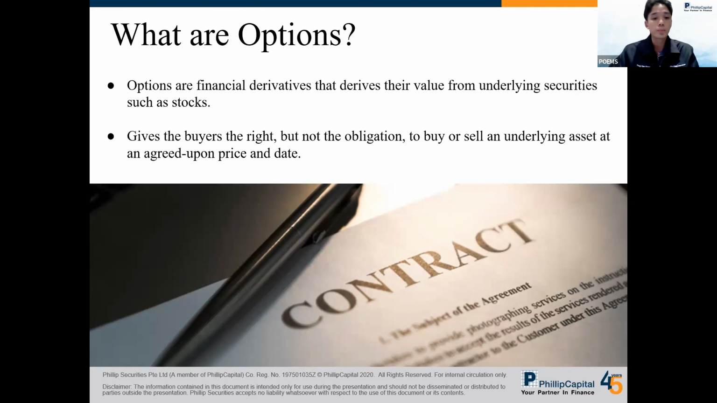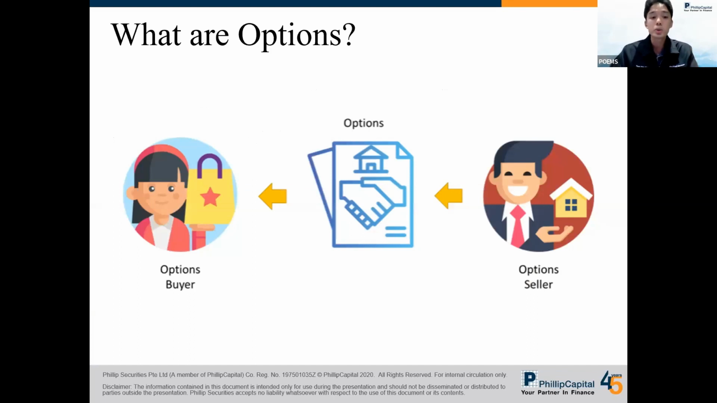In short, you'll be hearing this a lot. Options give the buyer the right, but not the obligation, to buy or sell an underlying share at an agreed price and date. You'll be seeing this definition a lot, and you must be wondering what it is and how it works. But I'll just give you a simple analogy. Very cute cartoons here. In an options transaction, we need to know that there's always an option seller and a buyer, and the transaction goes through between these two parties.